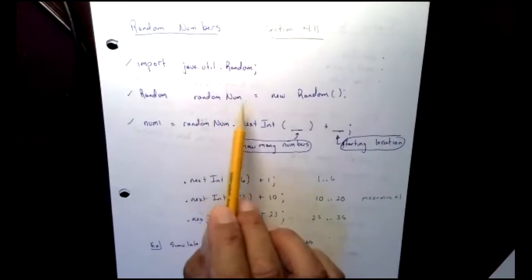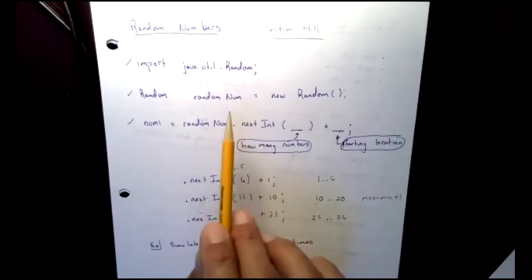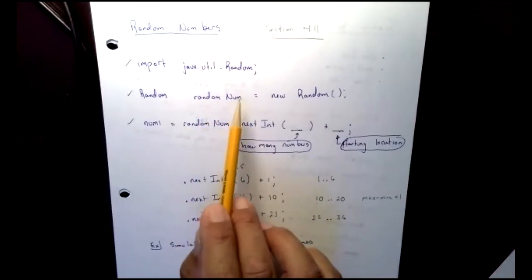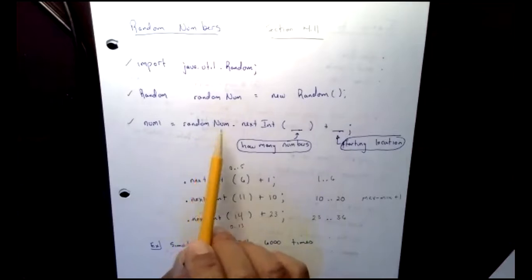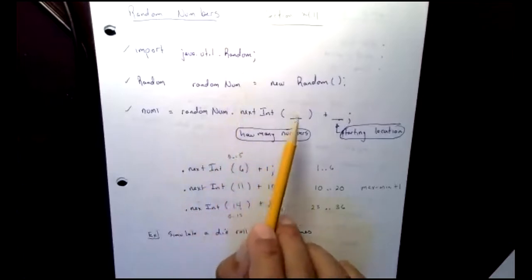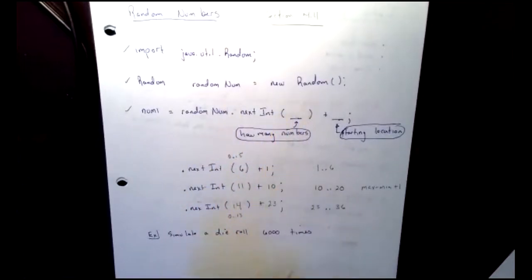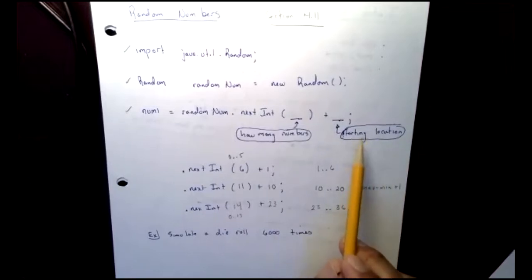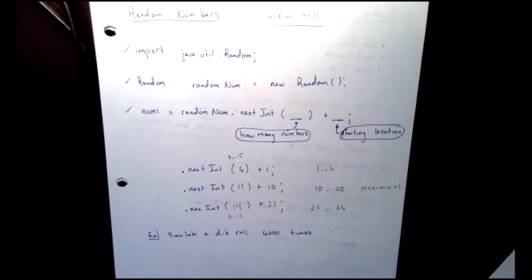So I have a variable name, randomNum. It's actually not a variable. It's called an object, but it's like a variable. And on randomNum, we can do things. We talked about generating random numbers. And the first number that follows nextInt is the count of how many numbers I needed. And then if I wanted to shift to a starting location, I would add to the end.